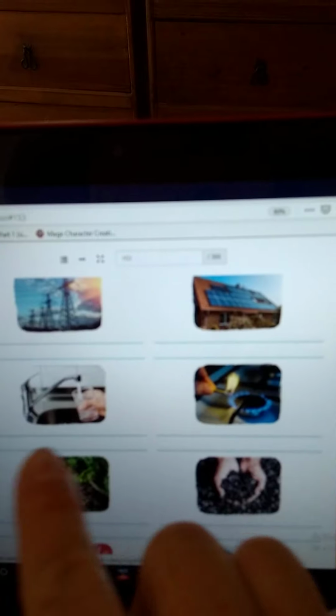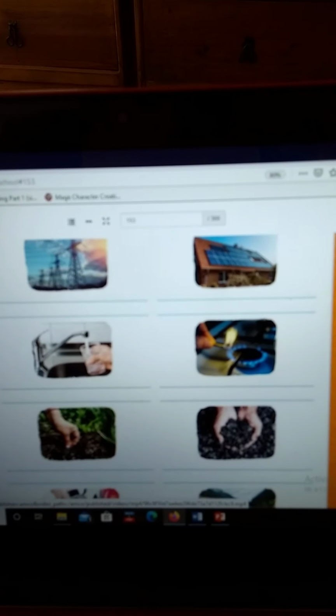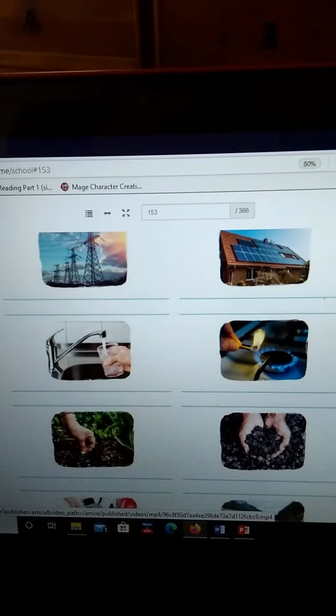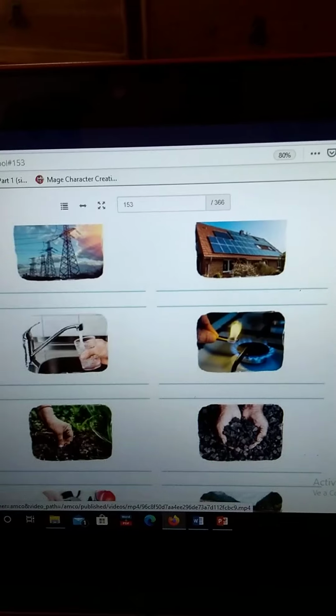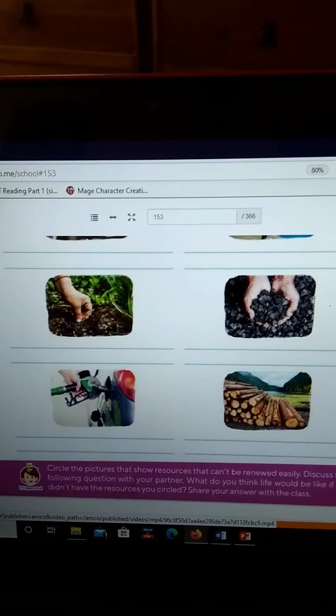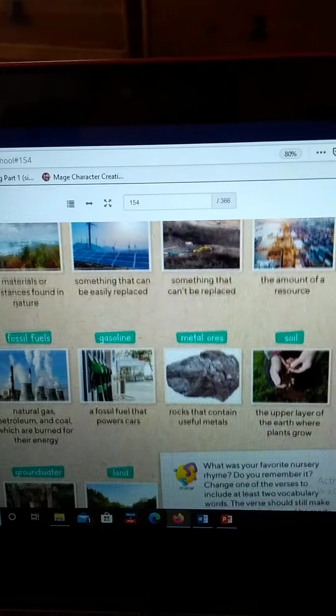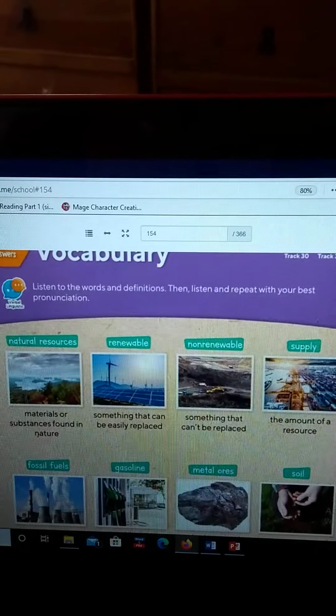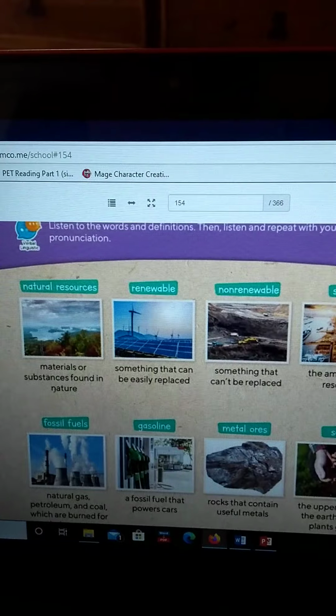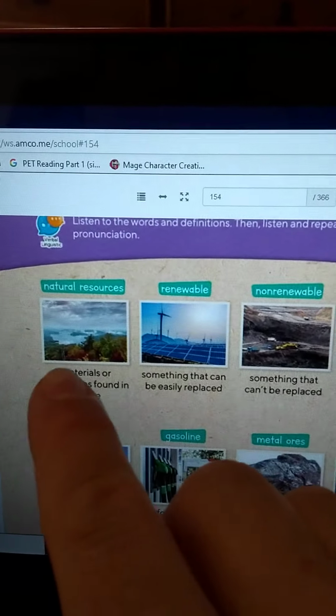Remember, you are going to circle the one that you think cannot be renewed, which means that once you use it, you will not get more because you have used it. What will happen when we no longer have it? And then we got to the vocabulary part. Okay, I'm going to put the tape so you can listen to the words. And remember, the point is to listen.